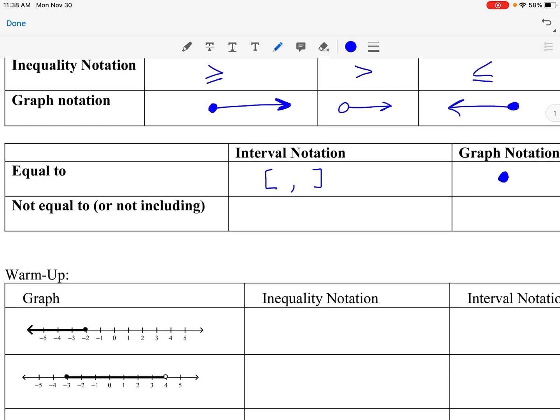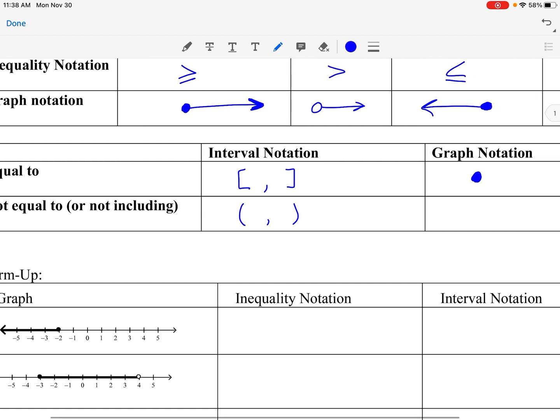But if it's not equal to, or not including those end numbers, we're going to be using a parenthesis. And even when we use infinity or negative infinity, we use a parenthesis. I just think about it as there's no way we can include infinity, so I just use a parenthesis for that. And then in graph notation, not equal to is just an open circle.